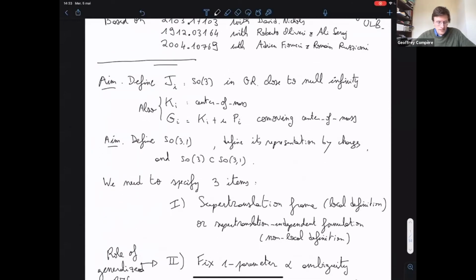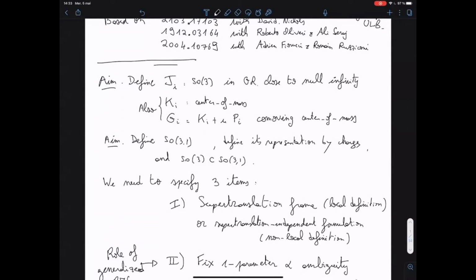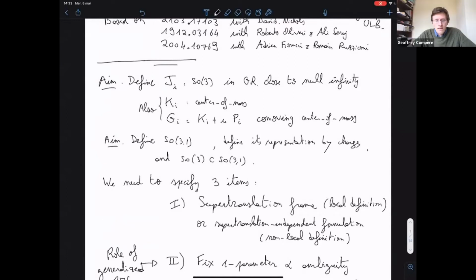Angular momentum in general relativity. The aim is to first isolate an SO(3) subgroup of the diffeomorphism group in a suitable sense, close to null infinity, and then associate to it a Hamiltonian generator or some charge with suitable properties. And of course, angular momentum doesn't come alone. There's also the center of mass.